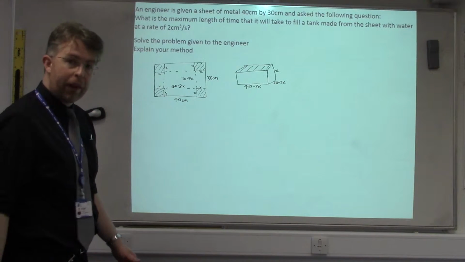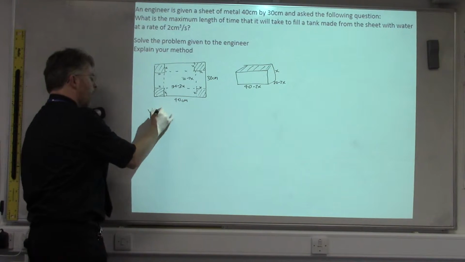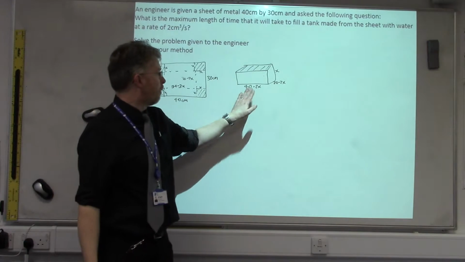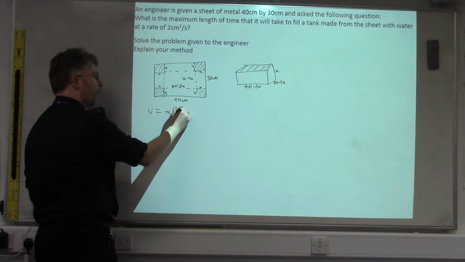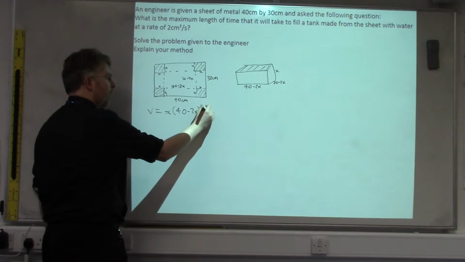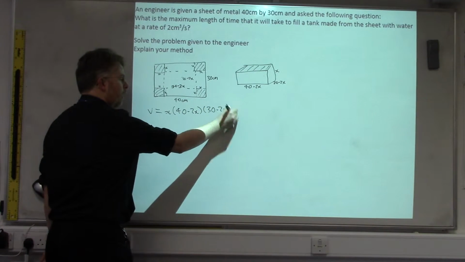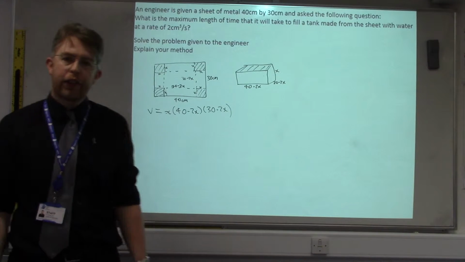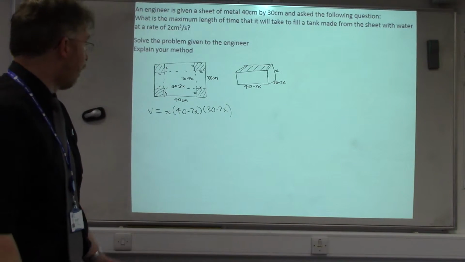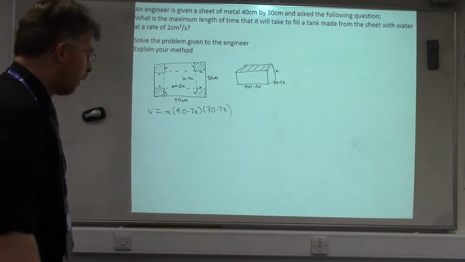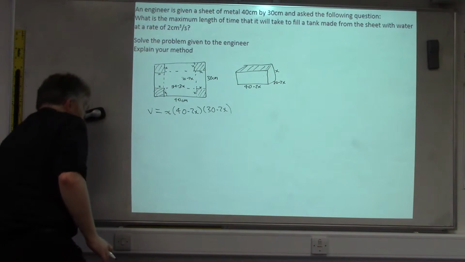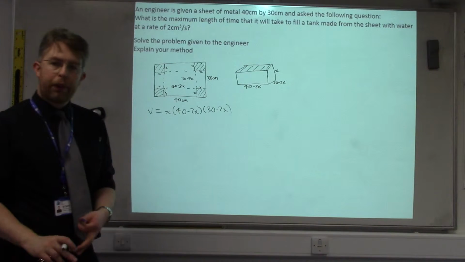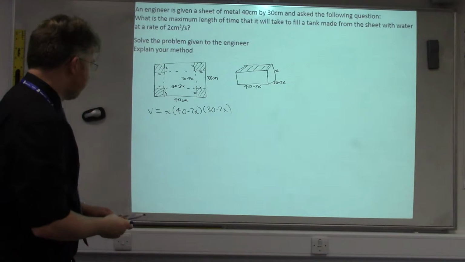Now we need a formula for the volume. To do the volume of a cuboid, we do length times width times height. So x times (40 minus 2x) times (30 minus 2x). So that's our first stage done, completed. We've found a formula for the volume. But we've still got a long way to go. To find the maximum volume, we'll need to use differentiation.